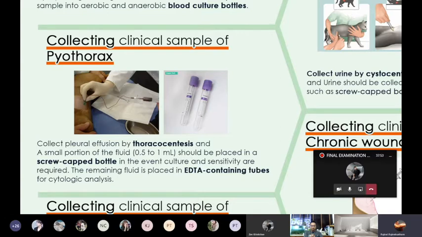After we finish sedation and preparation, insert a needle through the skin, then connect to the extension set and apply gentle negative pressure. A release in pressure should be felt when the needle enters the thoracic cavity. A small portion of the fluid, approximately 0.5 to 1 milliliter, should be placed in a screw cap bottle in the event culture and sensitivity are required. The remaining fluid is placed in an EDTA containing tube for cytological analysis. So this is a technique to collect sample for pyothorax.